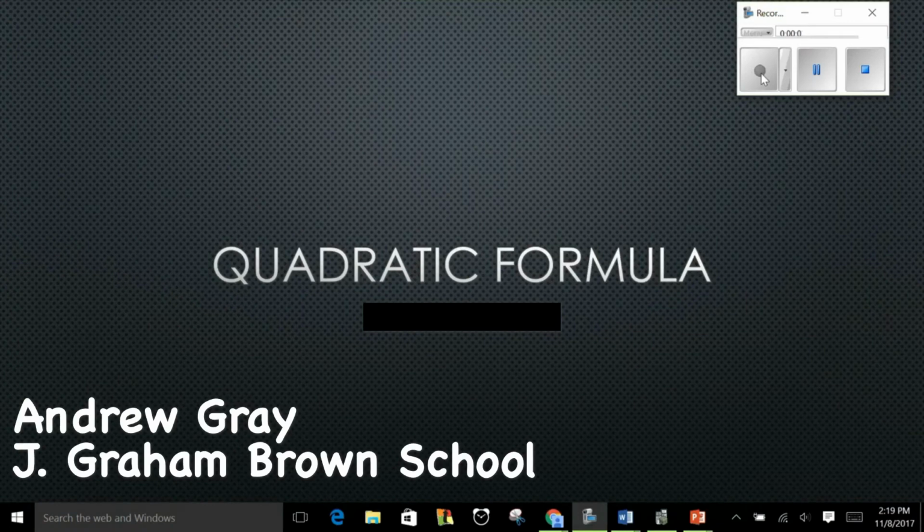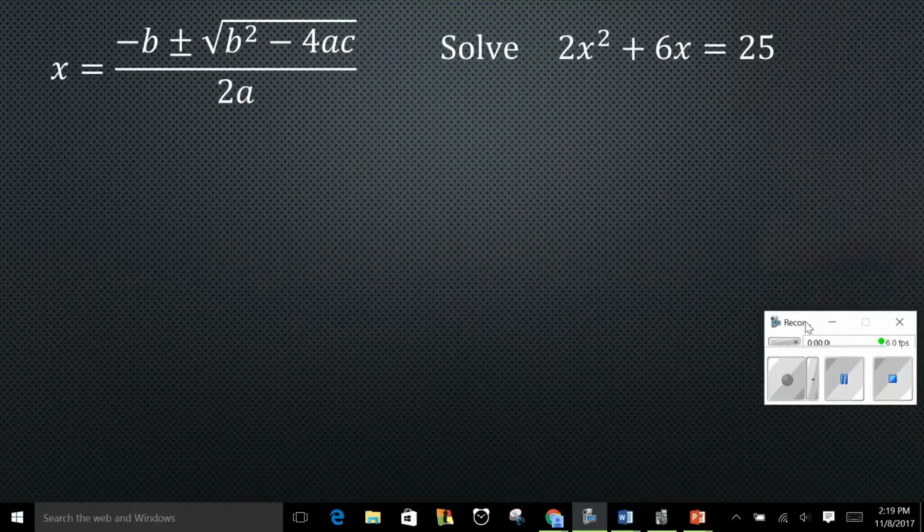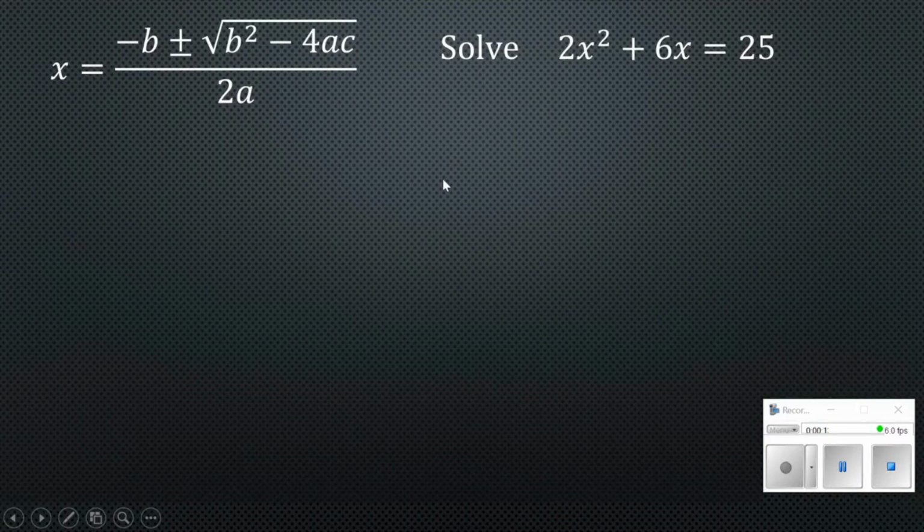Okay, today we're going to look at the quadratic formula. I have two examples. We're going to look at an example that has real solutions, and we're going to look at a complex solution example as well. So our steps here are important. Here is our quadratic formula up here, and we have our equation that we're going to solve over here.